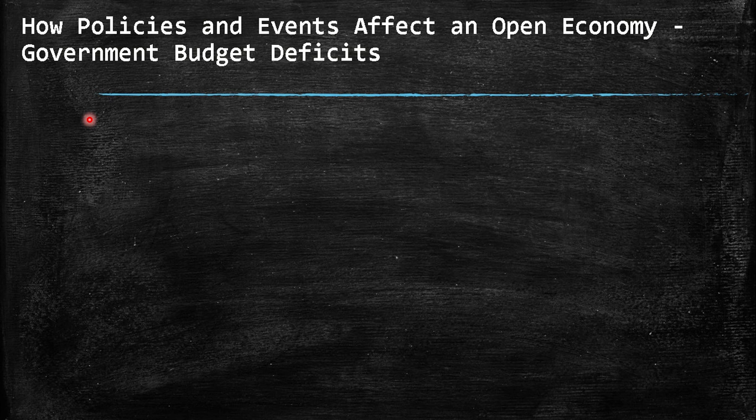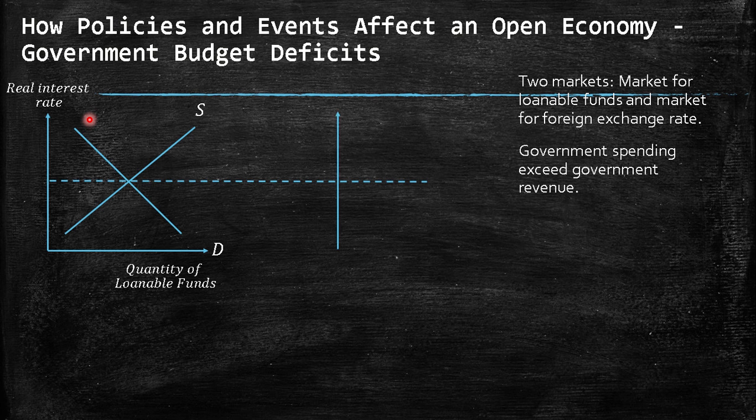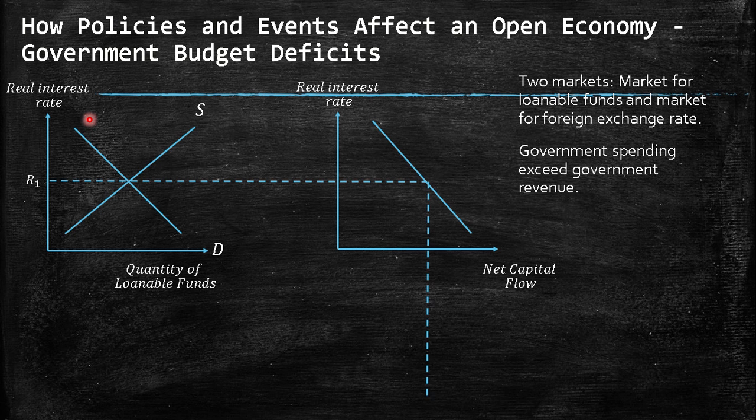So now we're going to develop some movements to better understand the conclusions for this model. We're going to start with the situation of a government budget deficit. What is a government budget deficit? Well, basically the spending exceeds government revenue, which is pretty normal in a lot of countries. So we have two markets, again, the market for loanable funds and the market for foreign exchange. So here is the initial situation, where we have kind of an equilibrium.